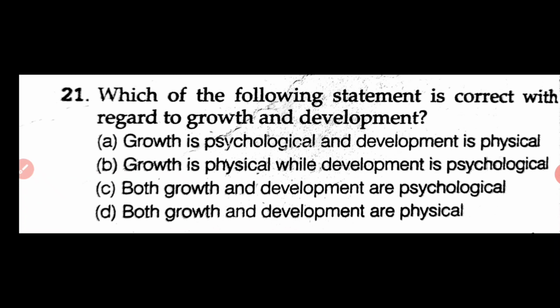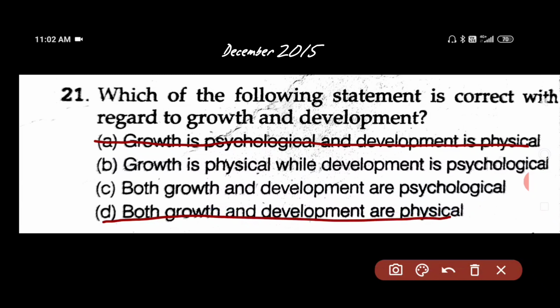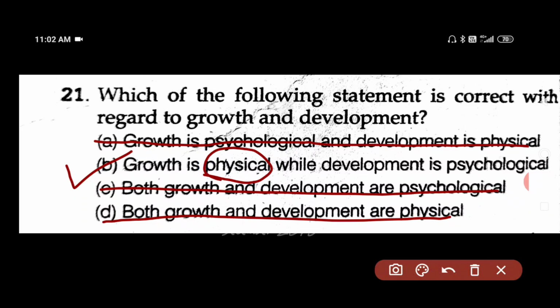Which of the following statements is correct with regards to growth and development? Growth is psychological. No. Remember, growth is quantity and development is quality. Both growth and development are physical. No. Both growth and development are psychological. False. So the correct answer will be B. Growth is physical, which is quantity, while development is psychological, which is quality.